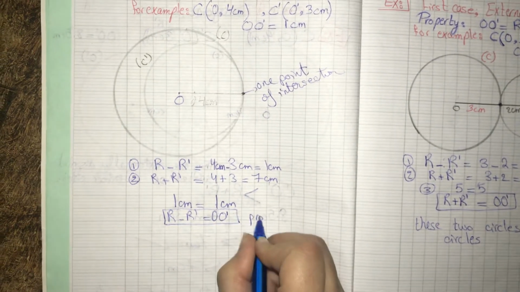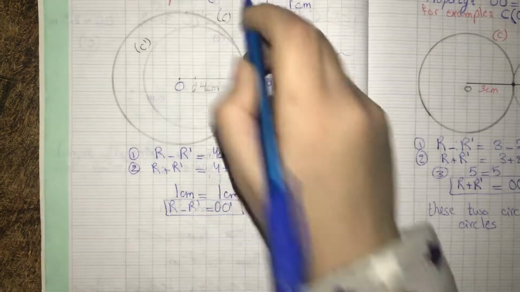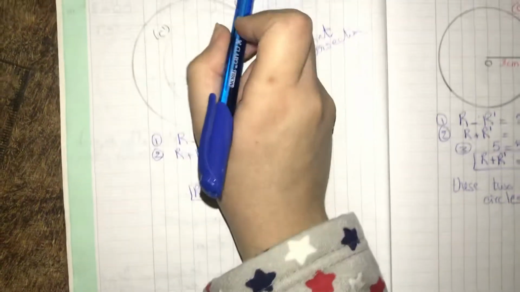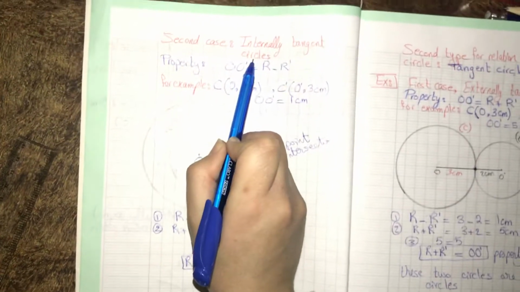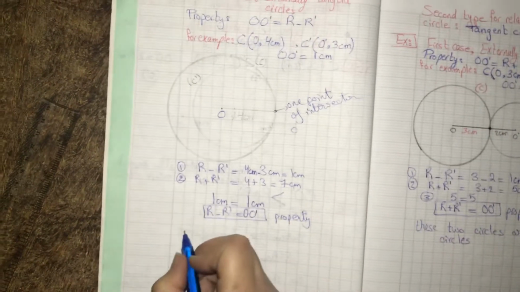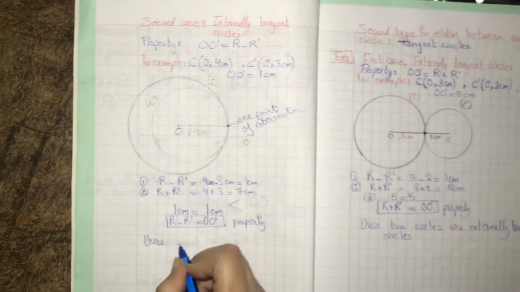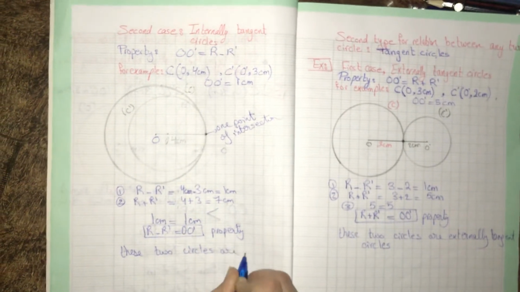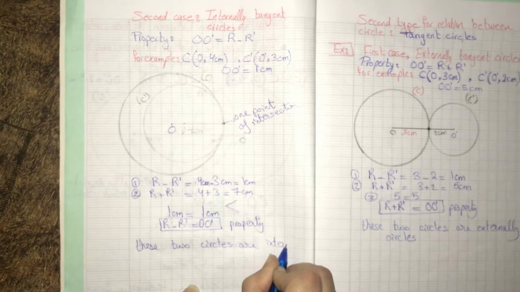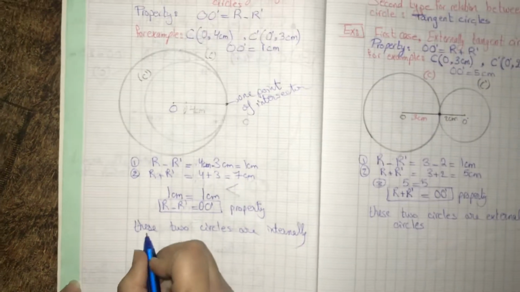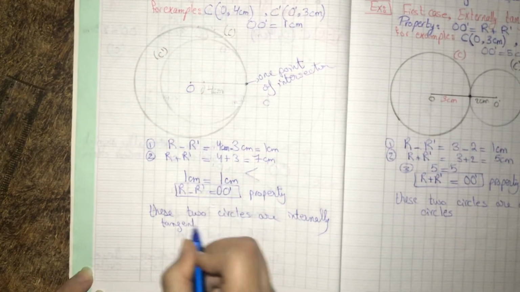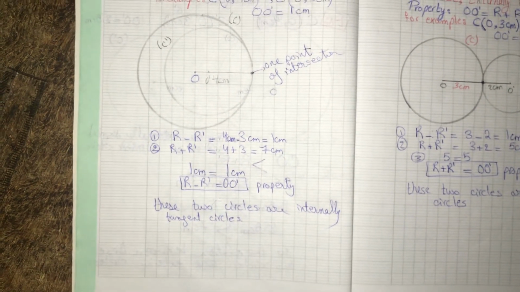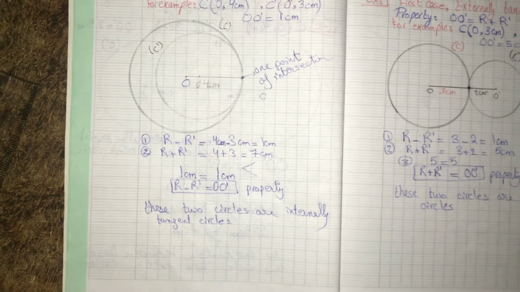Okay, so when I get this property, from what type is it? It is from internally tangent circles. This property belongs to internally tangent circles. So I conclude that these two circles are internally tangent circles. Okay, and this is for today. See you in the next video.